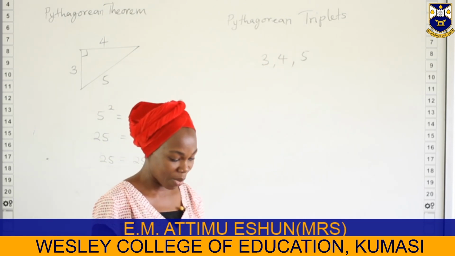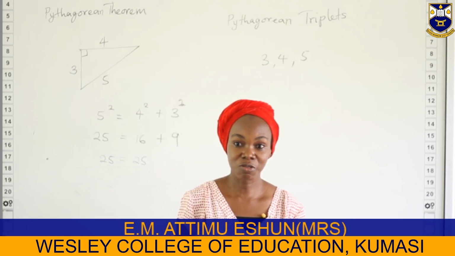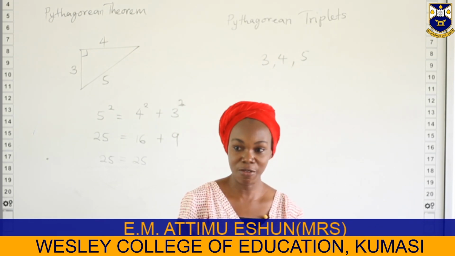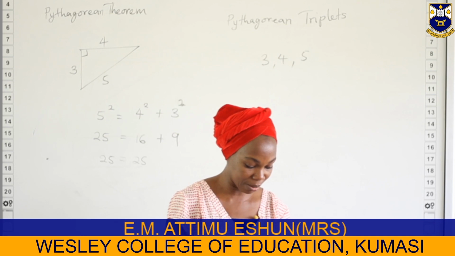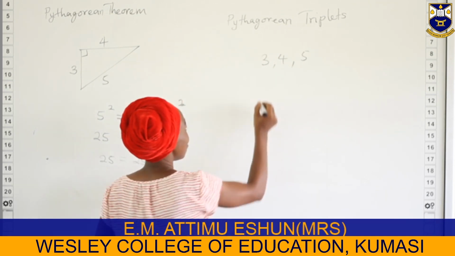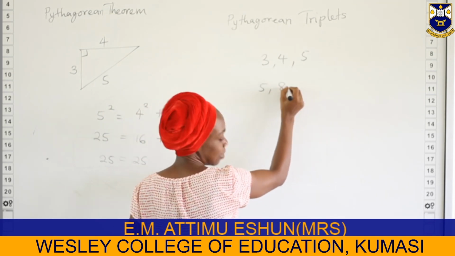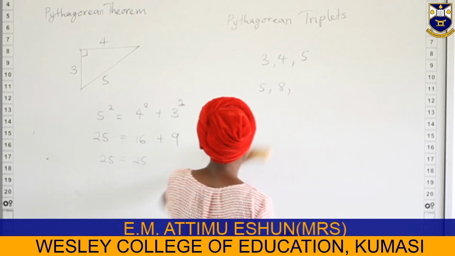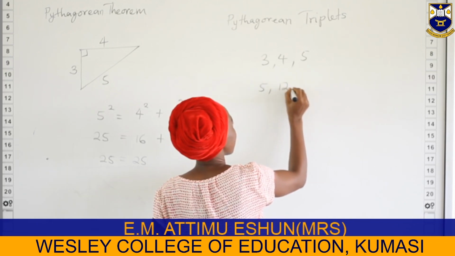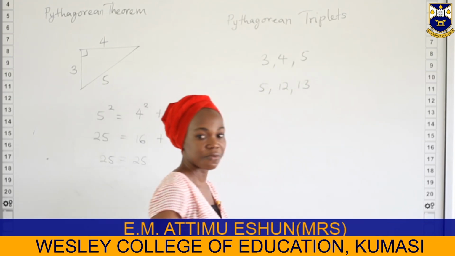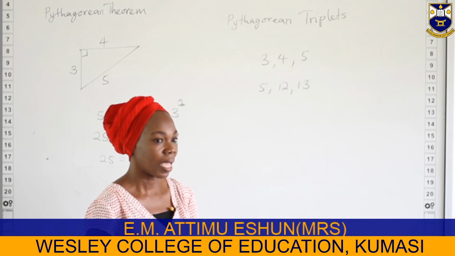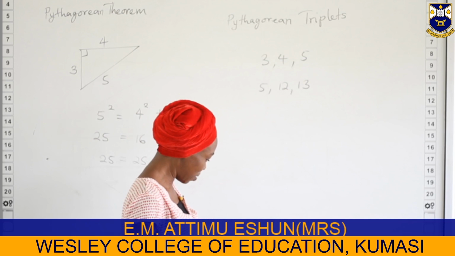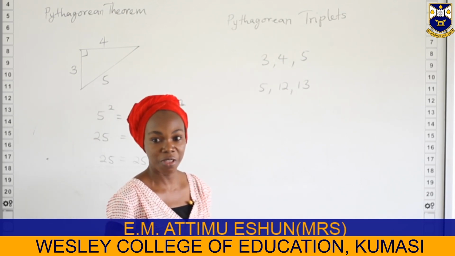So what other numbers can give us these triplets? What combination of numbers can give us Pythagoras triplets or Pythagorean triplets? One other one we can look at is 5, 12, and 13. Basically, when you have the primitive Pythagorean triplets, you can generate more of them.